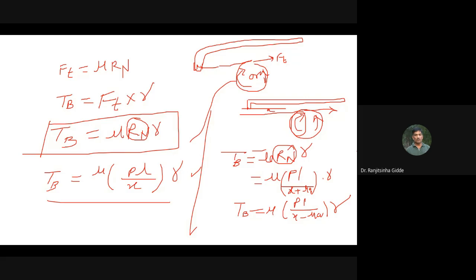So per chapter there should be one page in your own language, in your own write-up. So two cases we have discussed. For the first case, this is the braking torque. For the second case, again clockwise and anti-clockwise, there are two formulas.